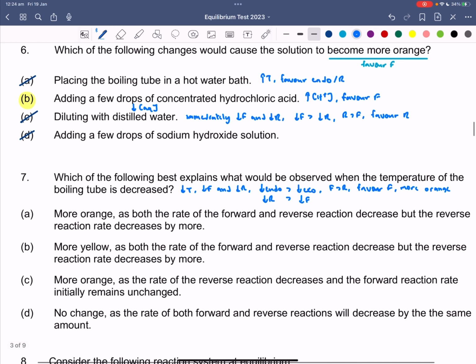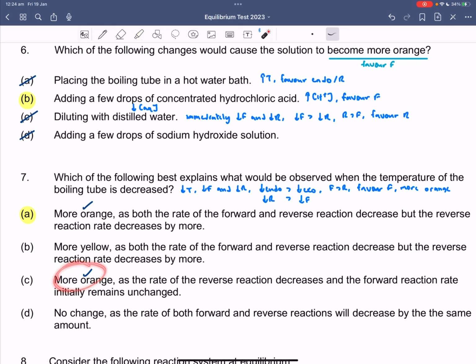So which of these says more orange? This one says more orange, and this one says more orange. So it's one of those two. What would you observe when the temperature is decreased? More orange, and what did we say? The reverse drops more than the forward. So what does this say? Both the rate of the forward and reverse reaction decrease, that is correct, but the reverse reaction rate drops by more. Yep, that's exactly what we said. So A is the answer.